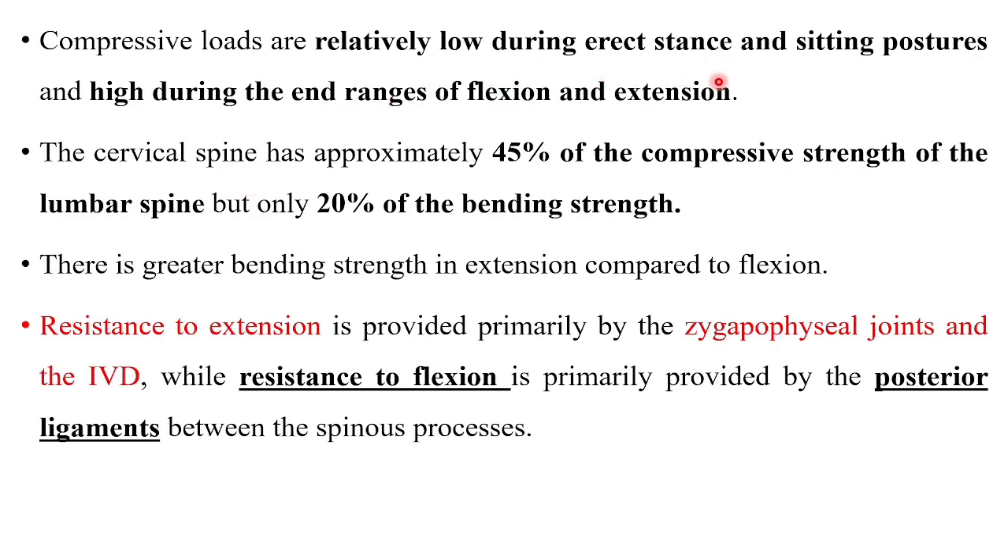Compressive loads are relatively low during the erect stance and sitting postures and high during the end range of flexion and extension. The cervical spine has approximately 45% of the compressive strength of the lumbar spine, and it has less than 20% of the bending strength compared with the lumbar spine. So there is a greater bending strength in extension compared to flexion. Resistance to extension is provided primarily by the zygapophyseal joints and the intervertebral disc, while resistance to flexion is primarily provided by the posterior ligaments between the spinous processes.